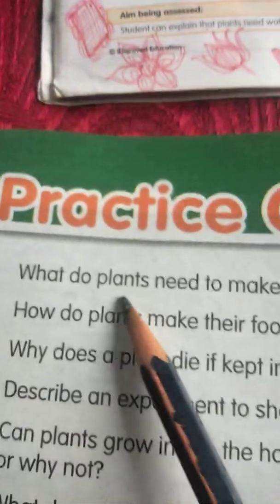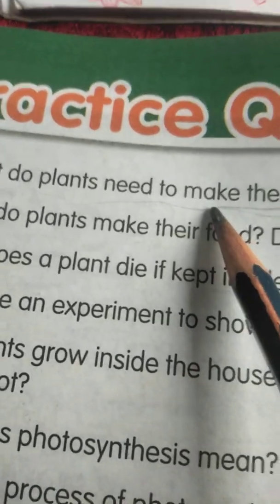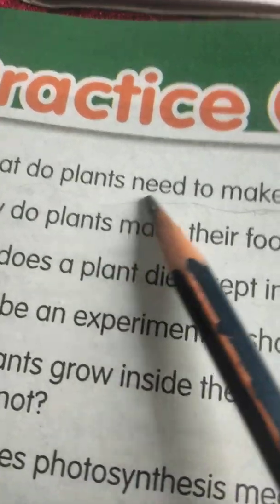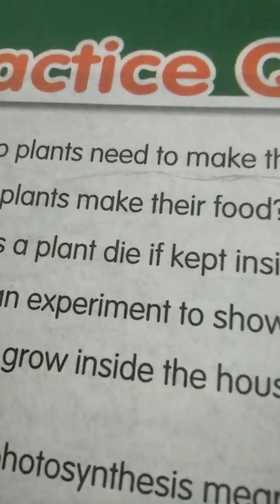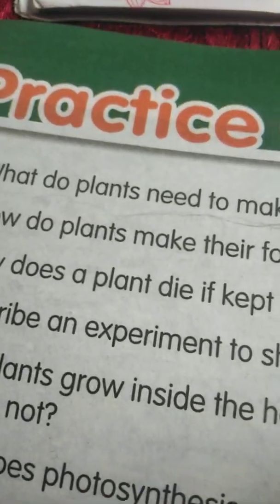Now open your reader, page number 50. Go to page number 50. Question number 1 over here. What do plants need to make their food? After listening to the lesson, writing answers will be very clear for you. So you must go in a creative way. What do plants need to make their food? Plants need air, water, sunlight and soil to make their food. That answer you have to write.